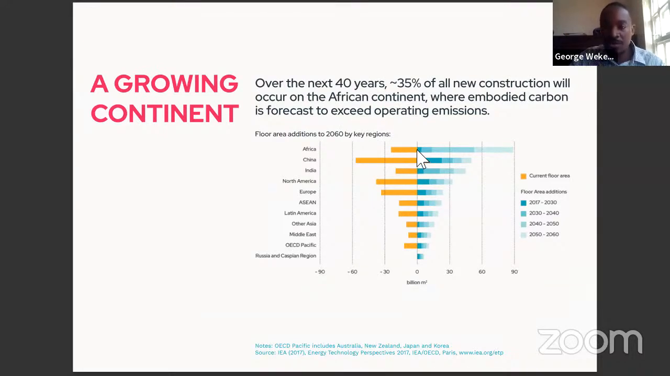You can see on the graph, the African continent is the fastest growing, and it's the one that will have a lot of new construction being done in the next 40 years, followed by China, India, North America, Europe, and at the very end, Russia and the Caspian region. So you can see we are really growing very fast, and the demand for infrastructure really pushes us to think hard about how we build, how we influence the planet, how we influence carbon footprints.